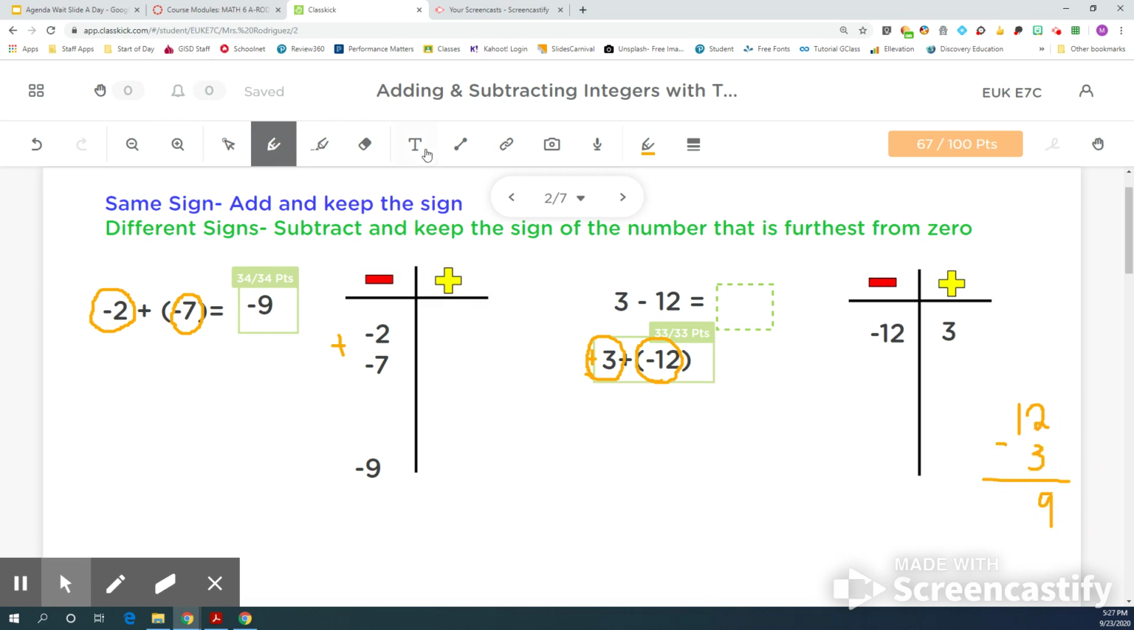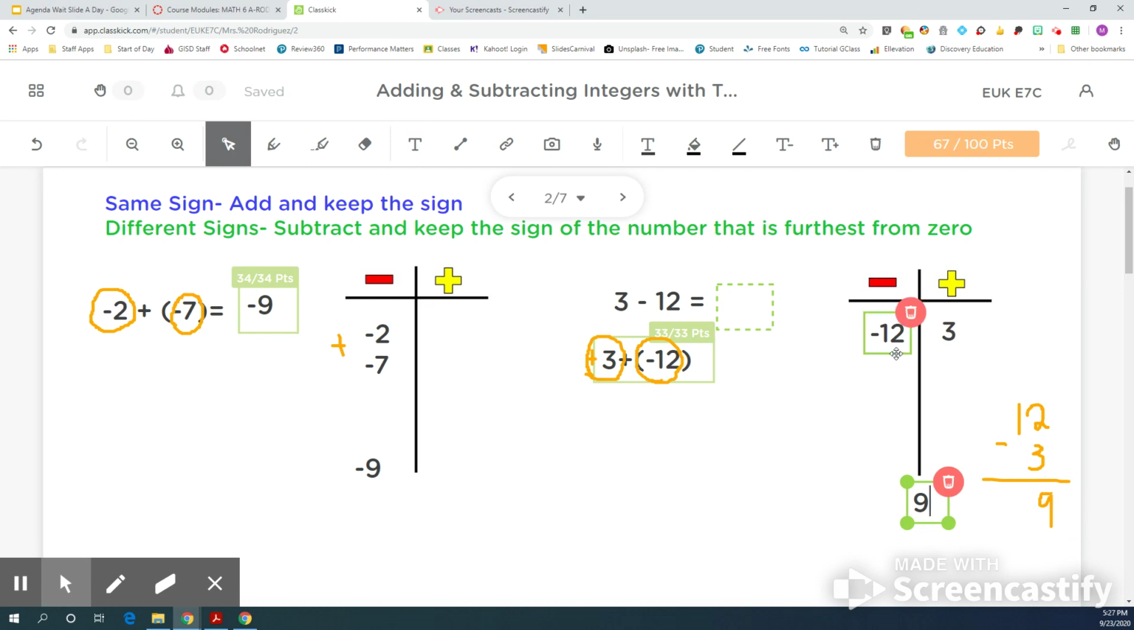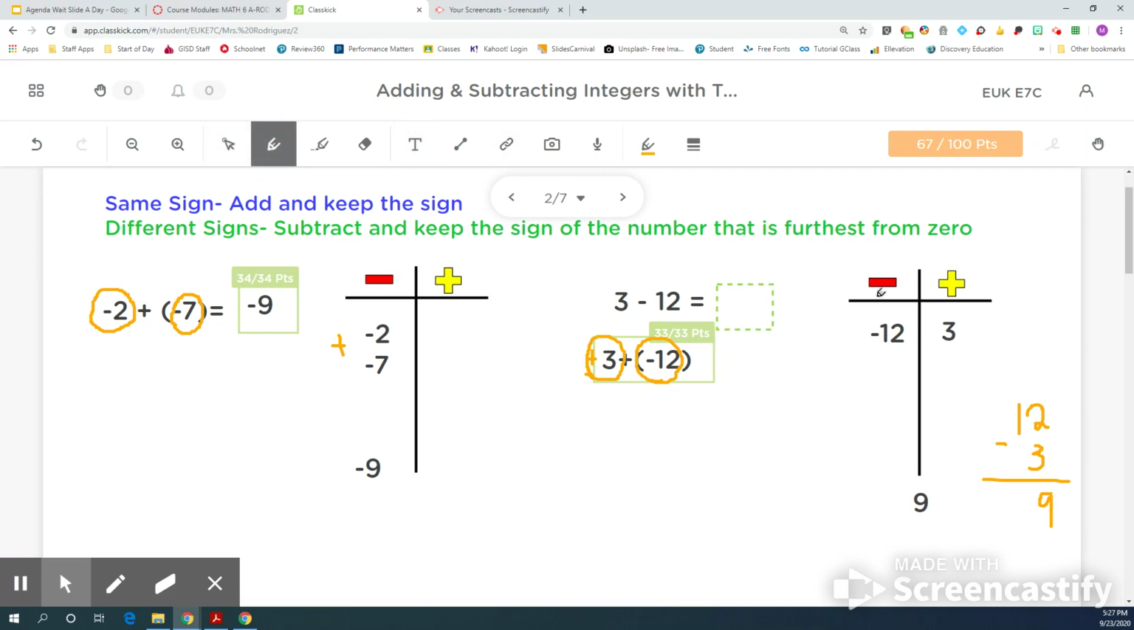But here's the part that's a little tricky. You have to keep the sign of the number that's furthest from 0. So when looking at -12 and +3, you think to yourself, which number is further from 0? That's going to be -12. -12 is further from 0 on a number line. And so therefore, this answer is really going to be -9. All right, so that is how you add and subtract with the T-chart.